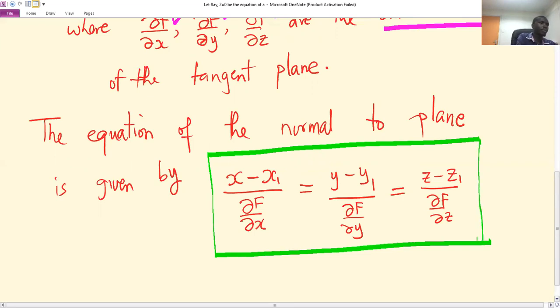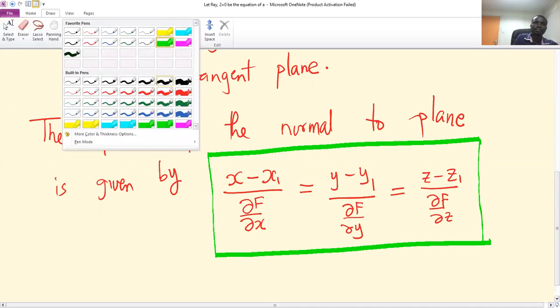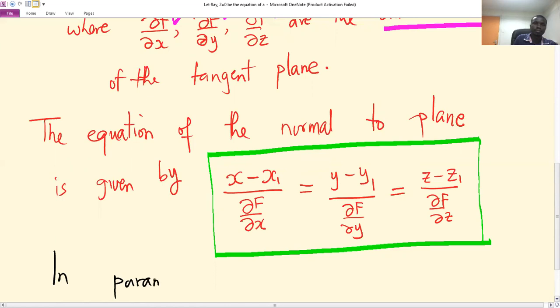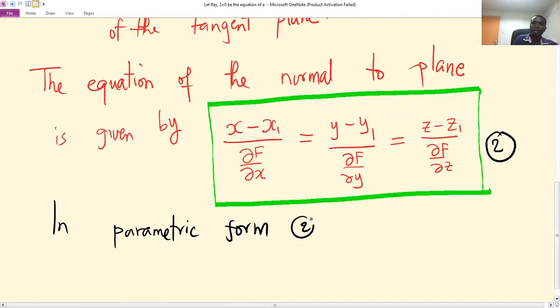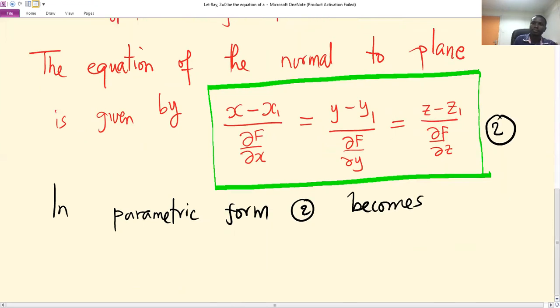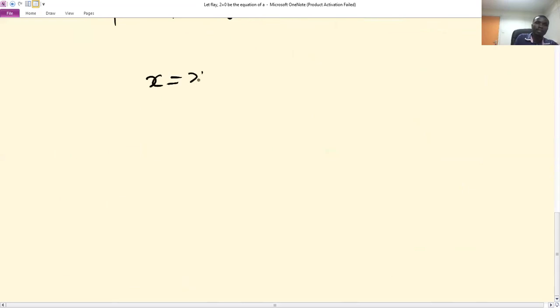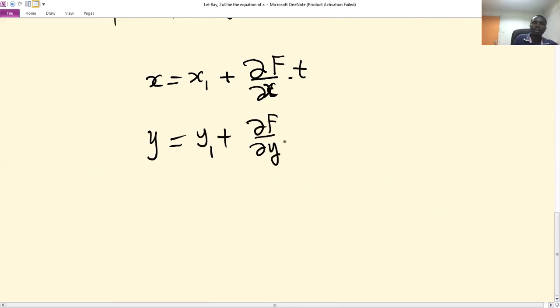Or you can put this in parametric form. If I call this one 1, and this one 2, then 2 becomes x equals x1 plus partial f partial x times t, y equals y1 plus partial f partial y times t, and z equals z1 plus partial f partial z times t, where t is a parameter.